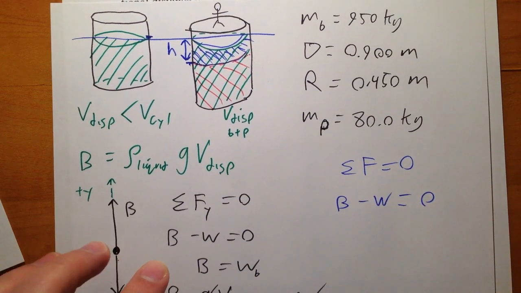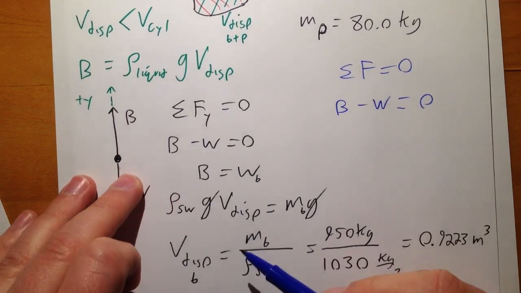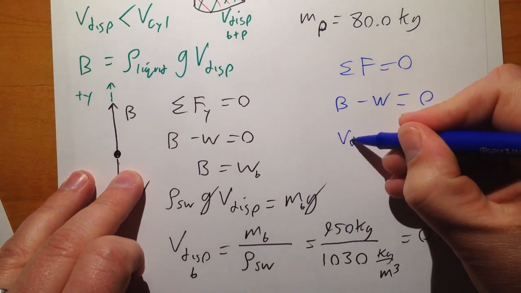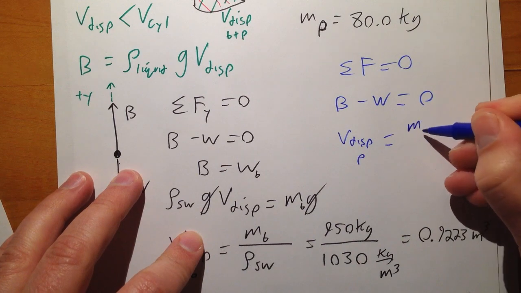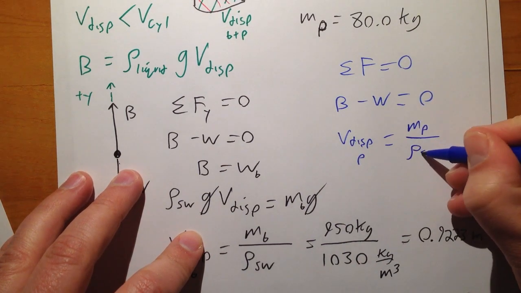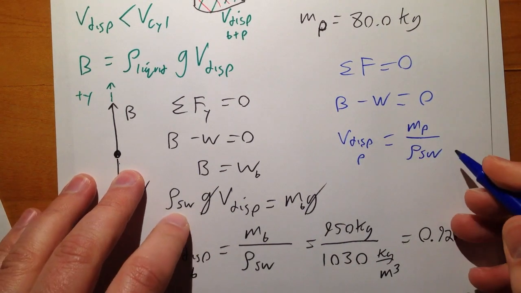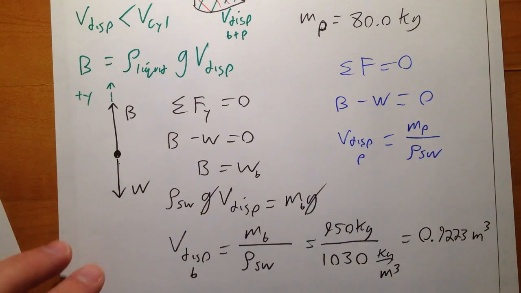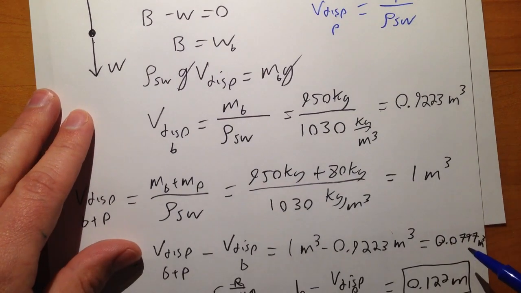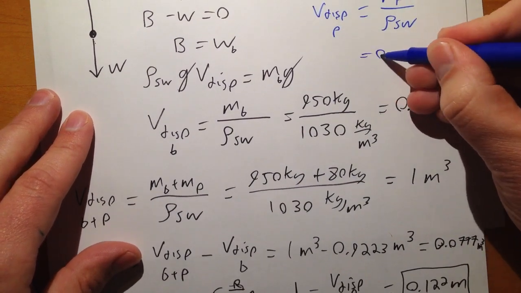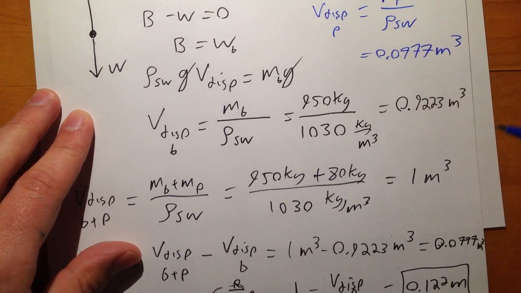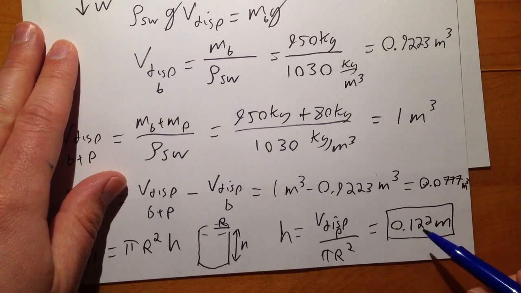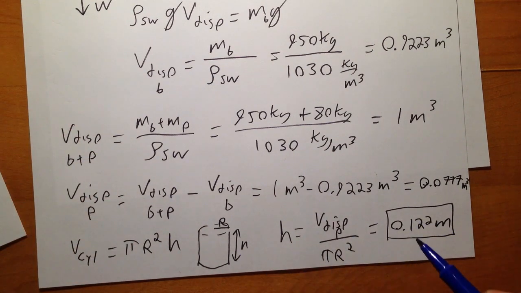So no matter what, I'm going to end up with the same formula down here. The volume displaced by just the person is equal to the mass of the person divided by the density of seawater. When we plug into that simple formula, we should get the same answer we got from subtracting: 0.0777 cubic meters, and from that you can again find the height of that cylinder, 0.122 meters.